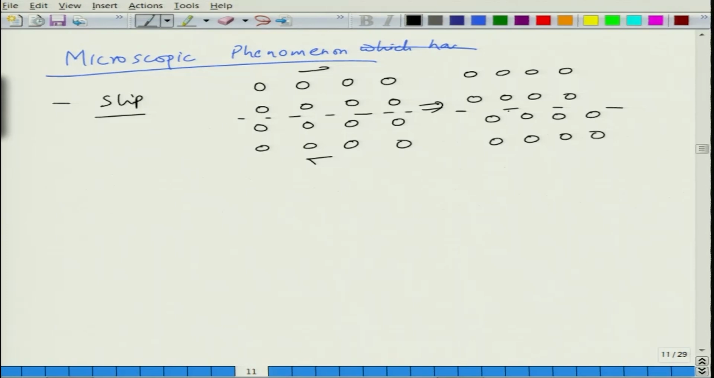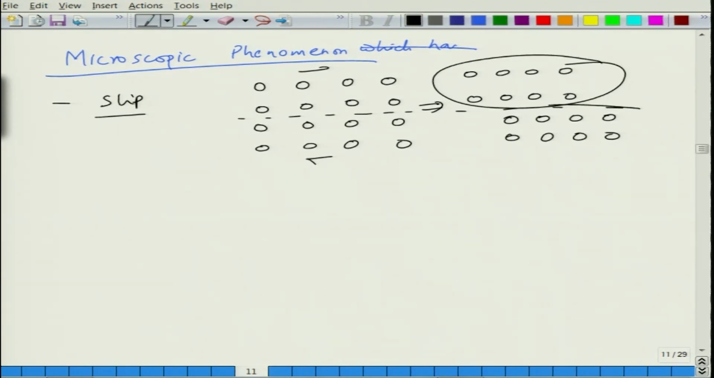Let me draw the final position. The bottom part moves with respect to the top part by one step. So, this is the top part slipping against the bottom part. There is a relative movement along the direction of shear stress of one half of the atomic plane with respect to the other half. This is called a slip of atoms against each other. How this phenomenon of slip happens, that we will see.